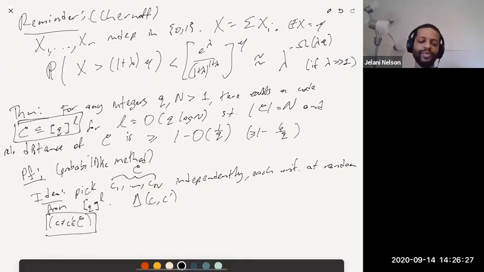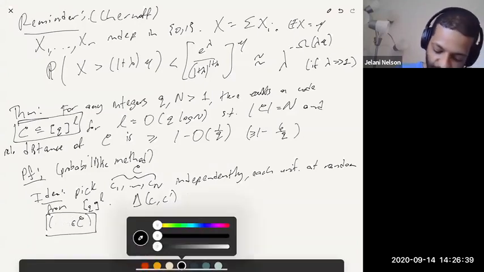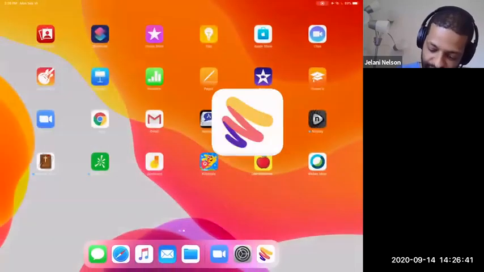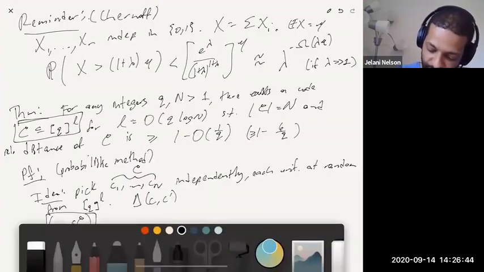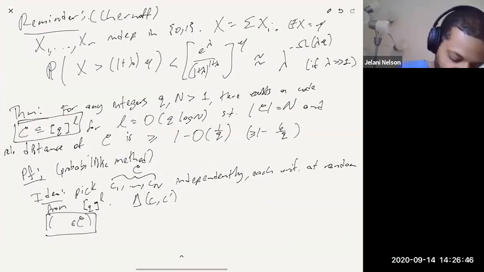So take two vectors in the code that have different indices. Actually, I shouldn't say it like that. You don't know a priori that they're different, because since you chose them independently, you might get the same code word twice. So what I really should say is Ci and Cj, with i not equal to j. So let's go back to the indices. Sorry about that.